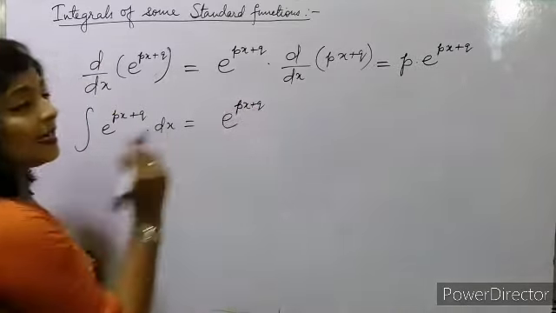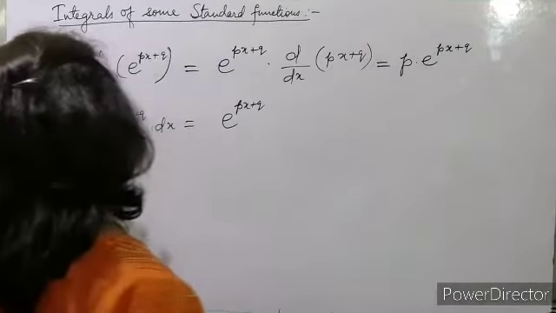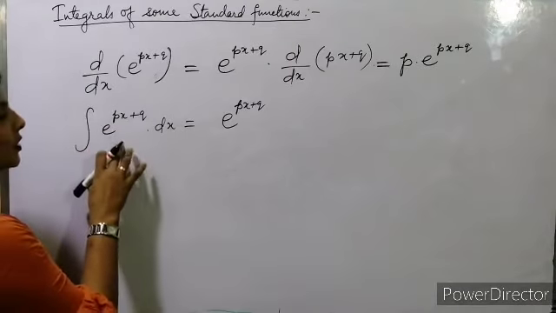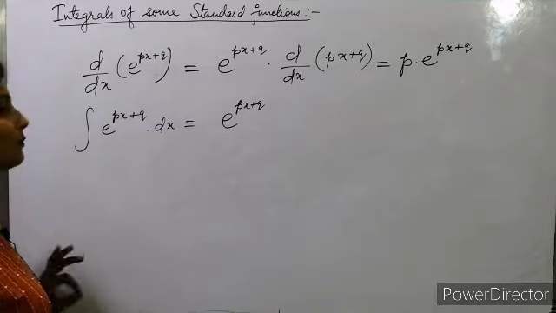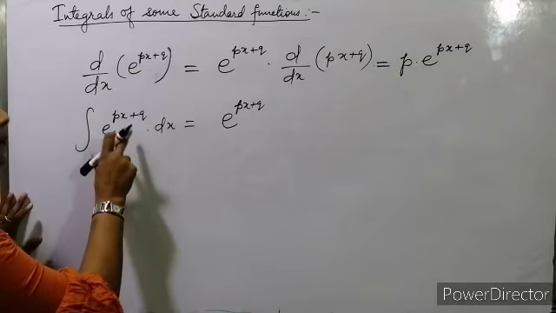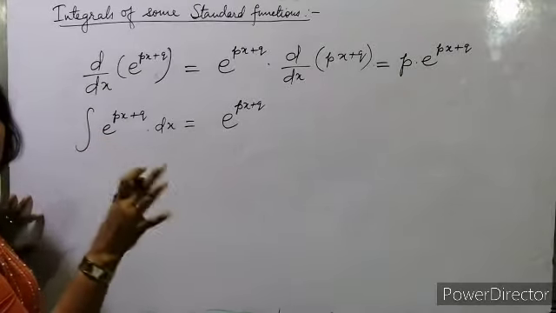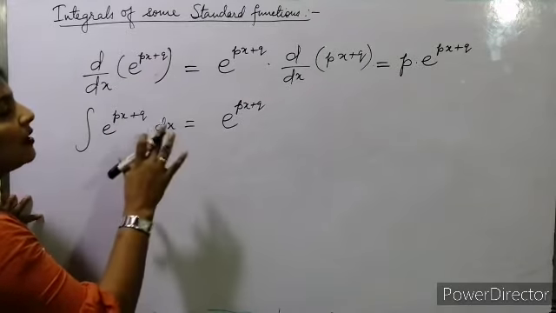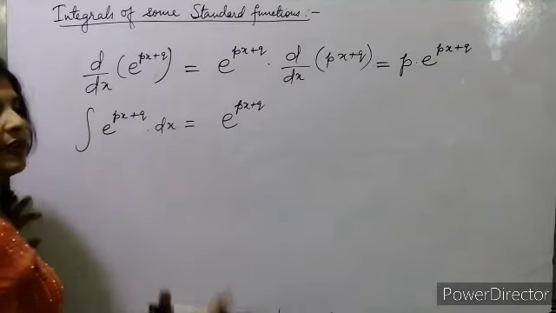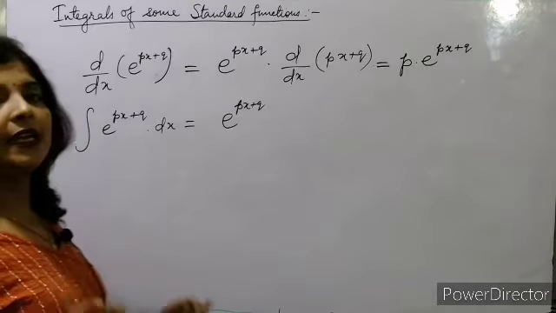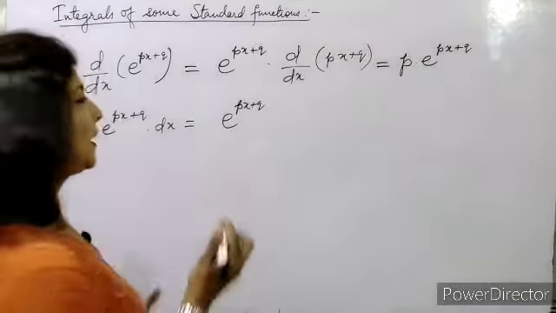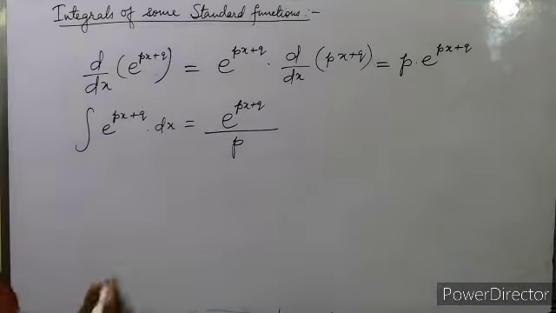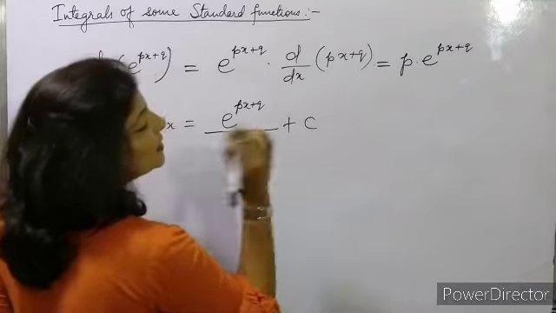But when we differentiated the function, what did we get? We multiplied this function by p. So when we are integrating, px gets integrated, so we have to divide it by p. Okay, so we have to divide this by p. And always keep c.